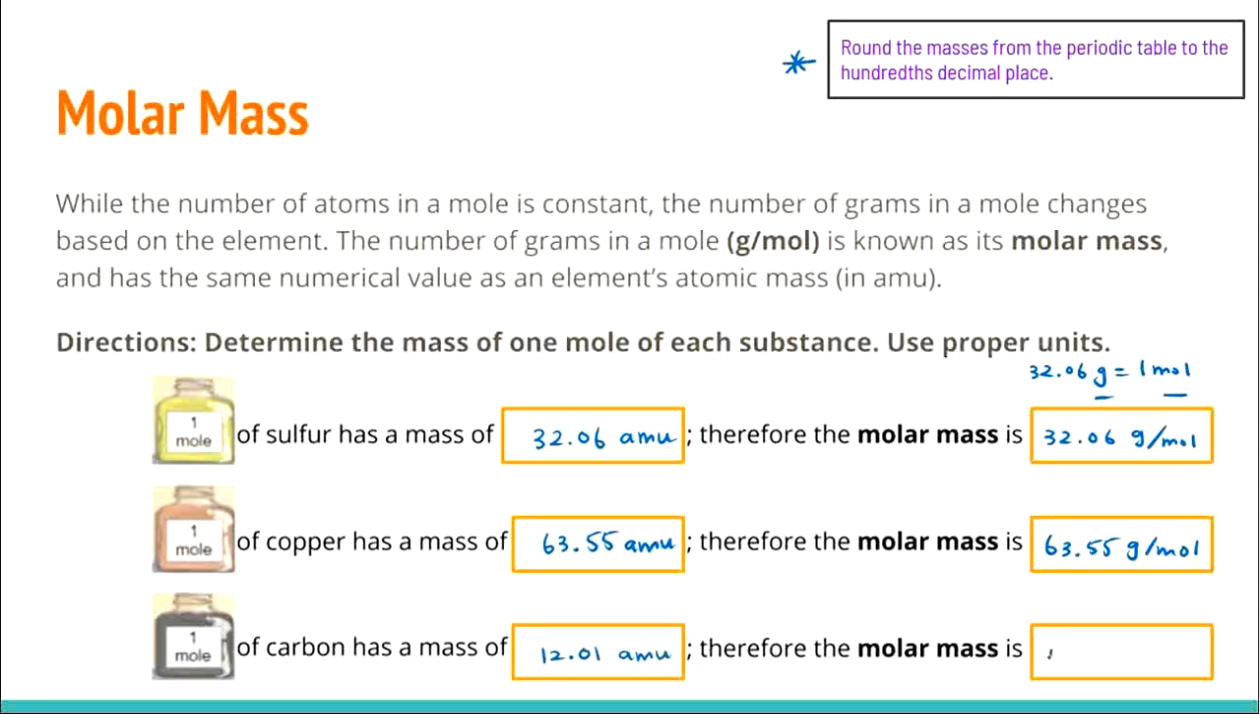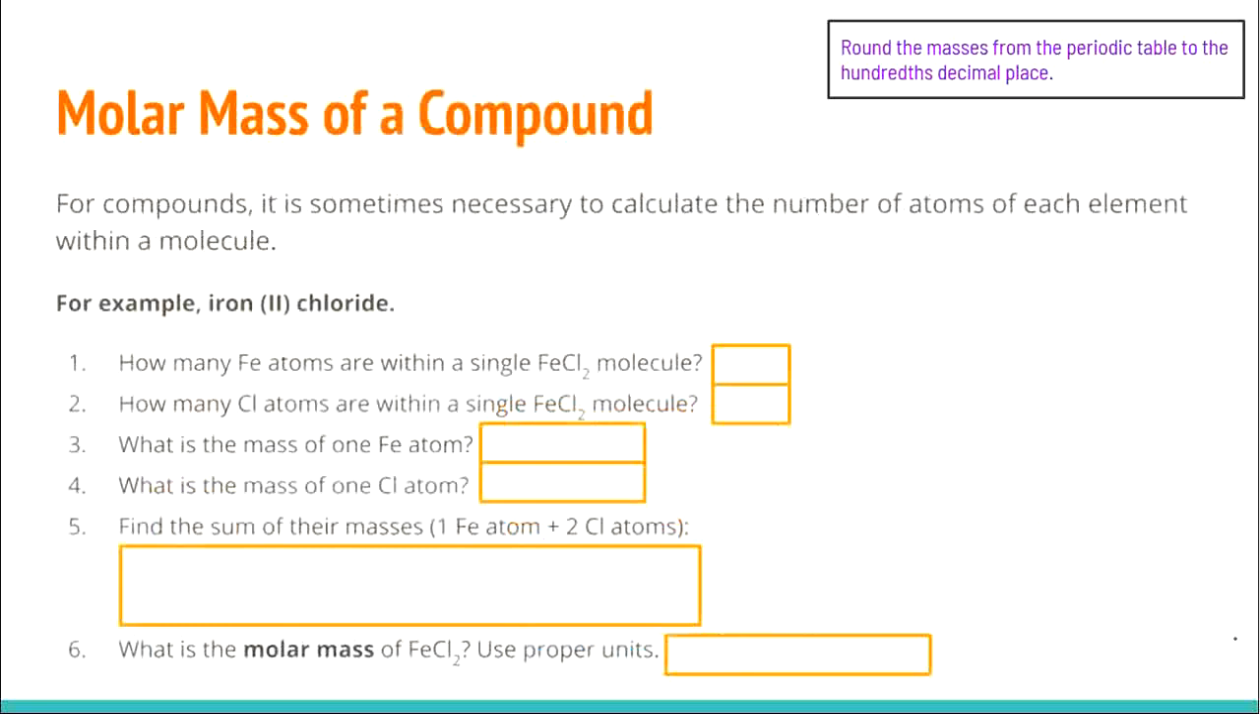Therefore, the molar mass is 12.01 grams per mole. Now, what if we have a compound? Like, for example, iron 2 chloride, FeCl2. Well, you have to consider the number of atoms of each element within that substance.